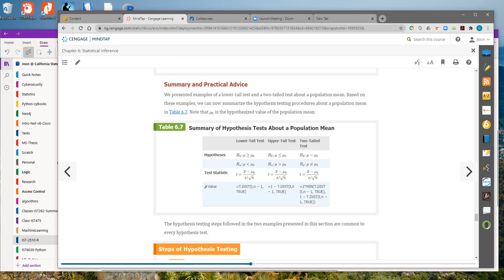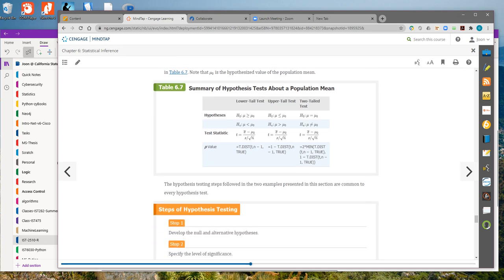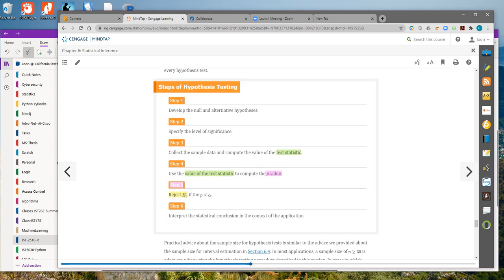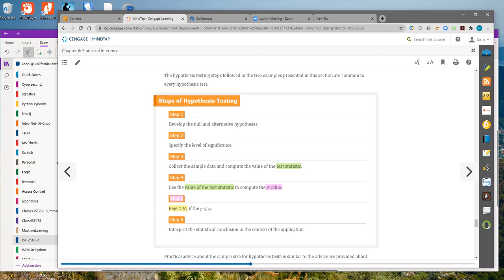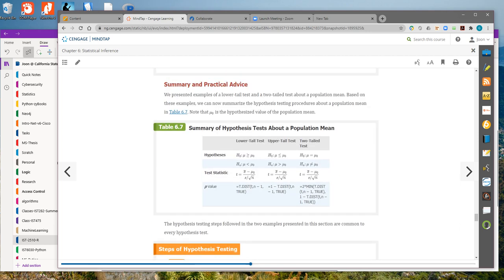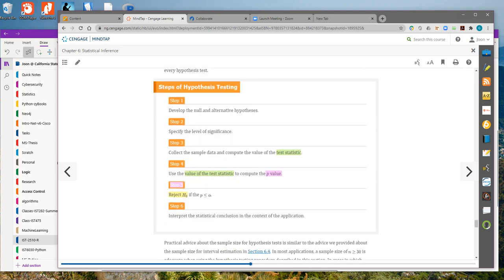Okay. So now, before we get into the detail of each case, let's briefly talk about the steps of hypothesis testing. The first step is you need to develop a null and alternative hypothesis, which is this, for each case, right? And then you specify the level of significance.